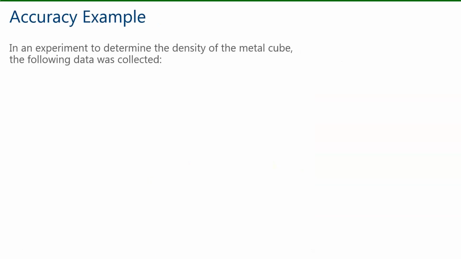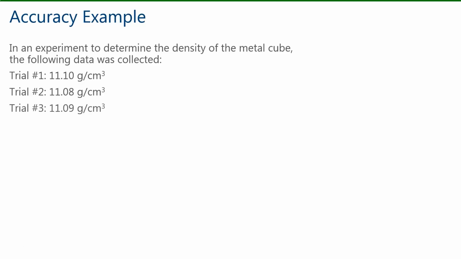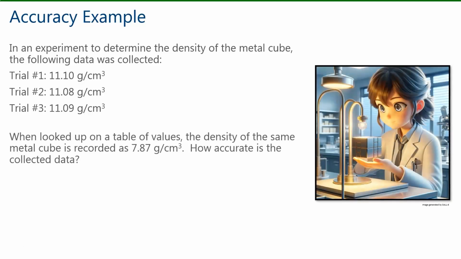In an experiment to determine the density of the metal cube, the following data was collected. In trial number 1, the students got 11.10 grams per centimeter cubed. In trial 2, they recorded 11.08 grams per centimeter cubed. And in trial 3, they recorded 11.09 grams per centimeter cubed. When looked up on the table of values, the density of the same metal cube is recorded as 7.87 grams per centimeter cubed. How accurate is the collected data?